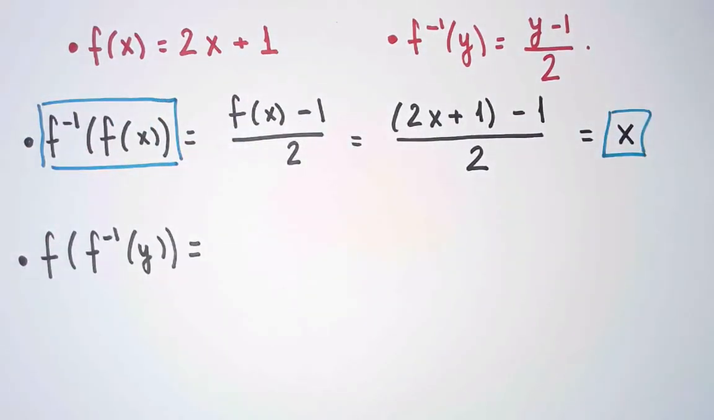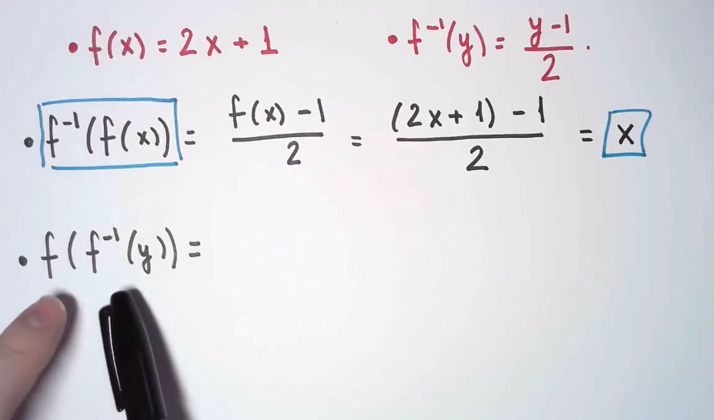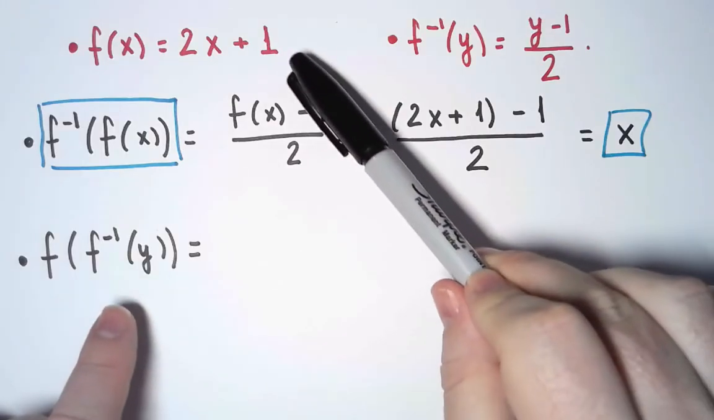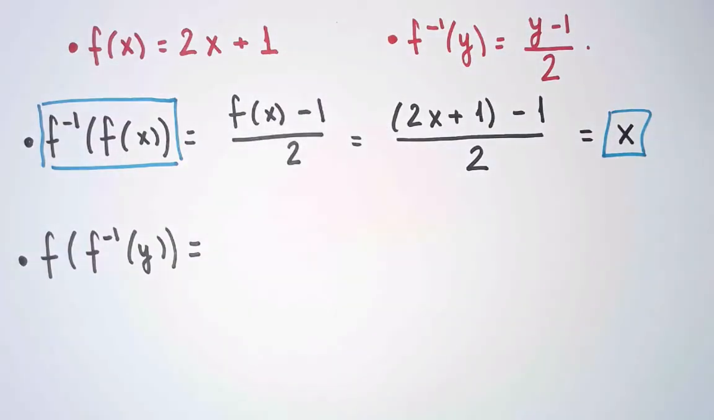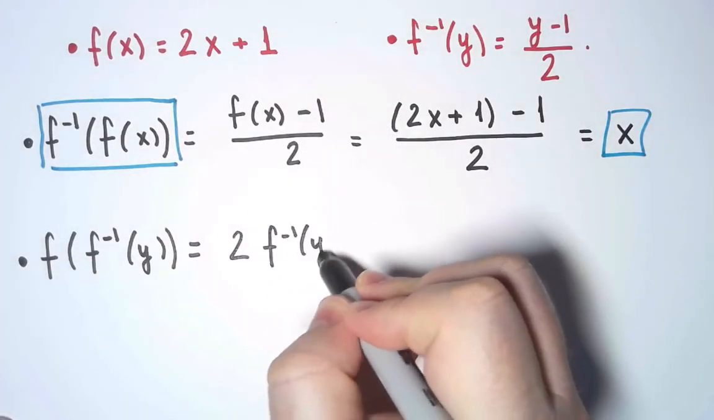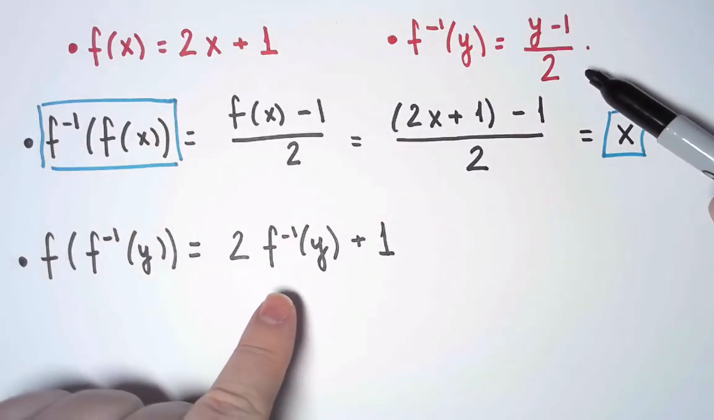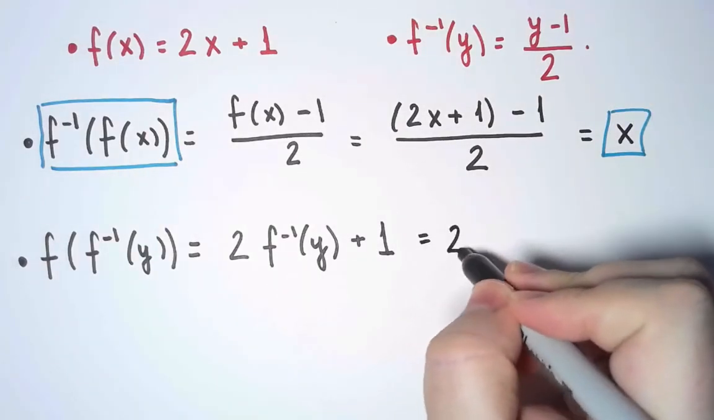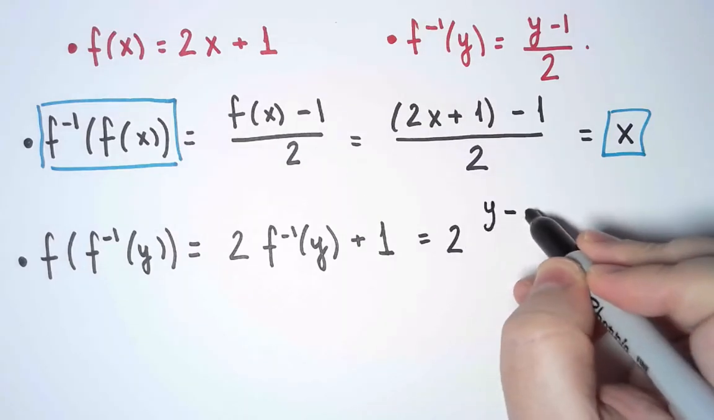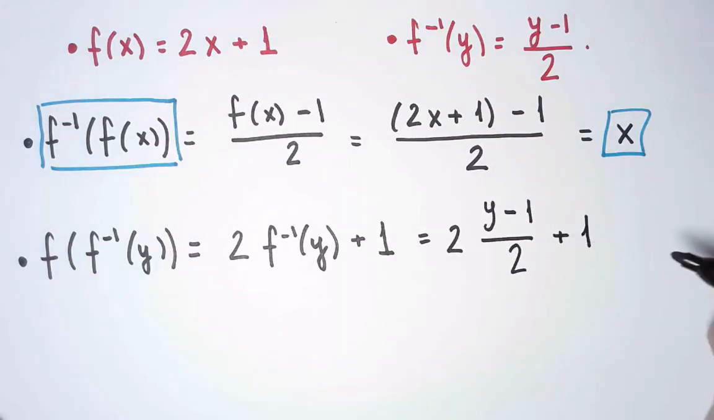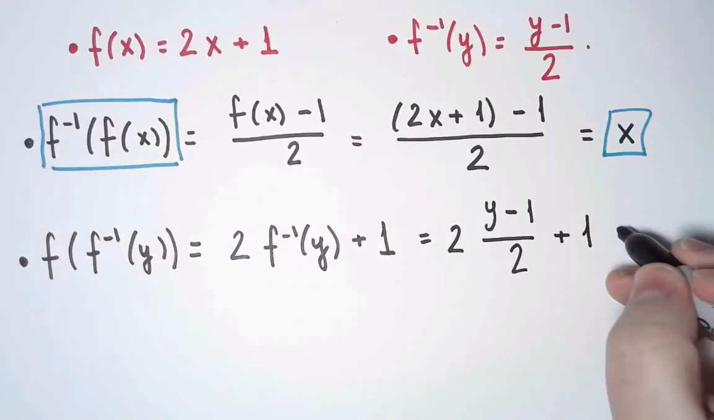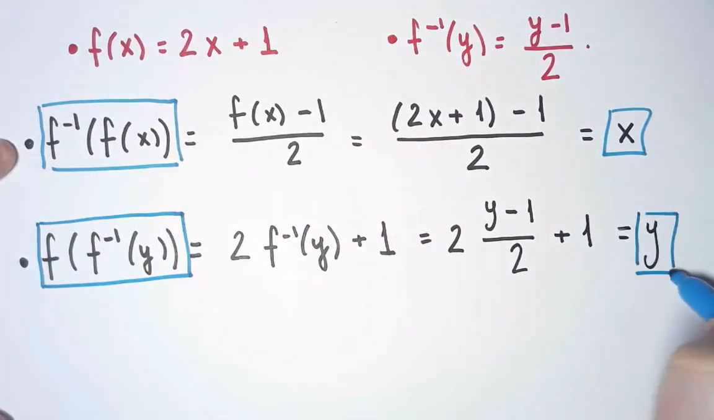Now let's compose the other way around. If I write f of f inverse of y, first I use the equation for f. I get 2 f inverse of y plus 1. Then I use the equation for f inverse. I get 2 times (y minus 1) over 2, plus 1. And yes, this is y, as it should.